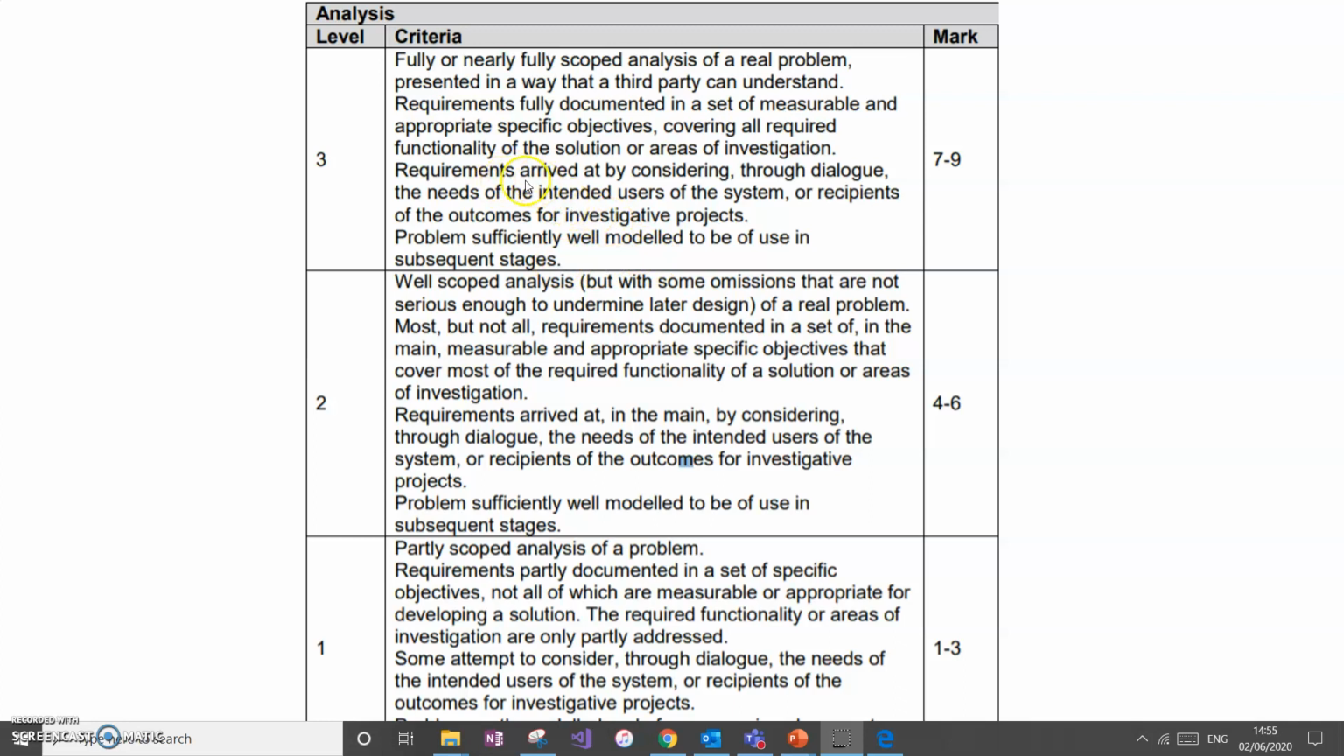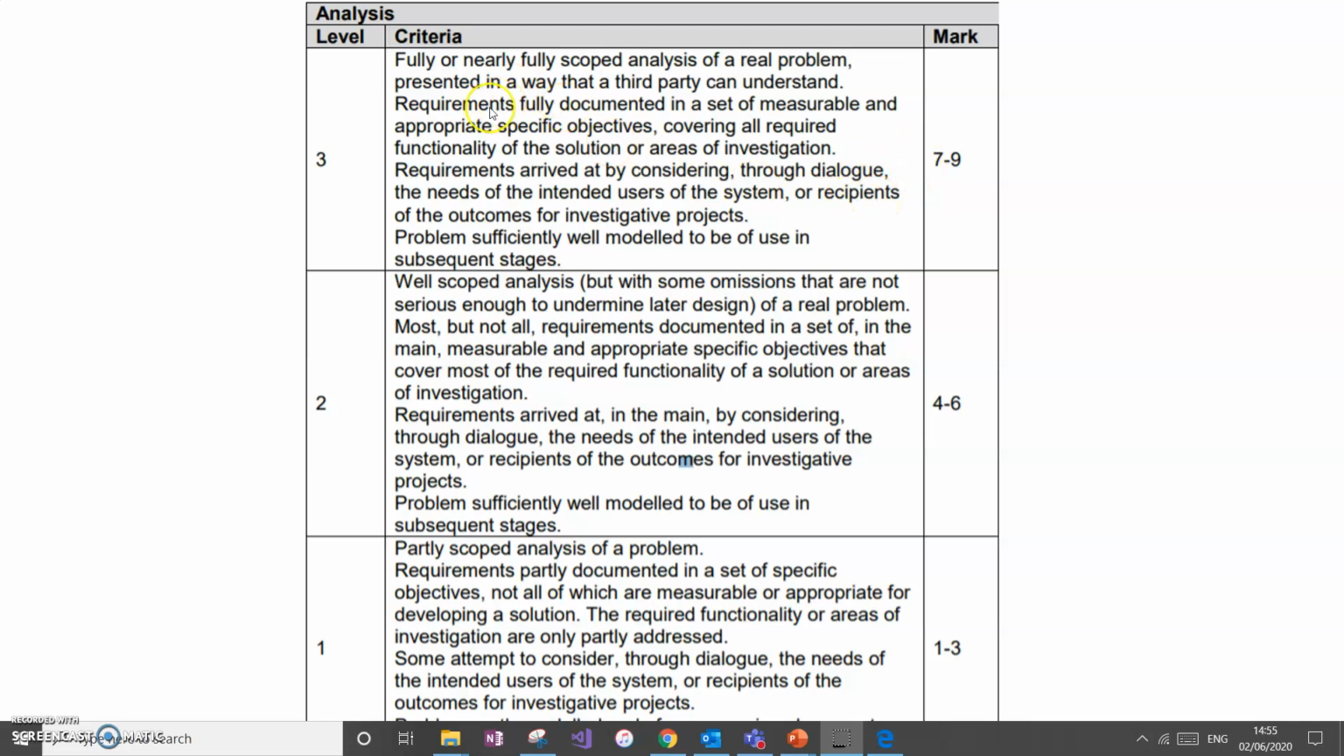You can see that the requirements have been arrived at through dialogue, and that's involved intended users of the system or recipients and has been an outcome of the actual investigation. So you can clearly see how the research and the investigation and the involvement of the users has led to the formulation of those objectives. They've not just been plucked out of thin air. So that's a key thing, showing that story about where the requirements have come from.